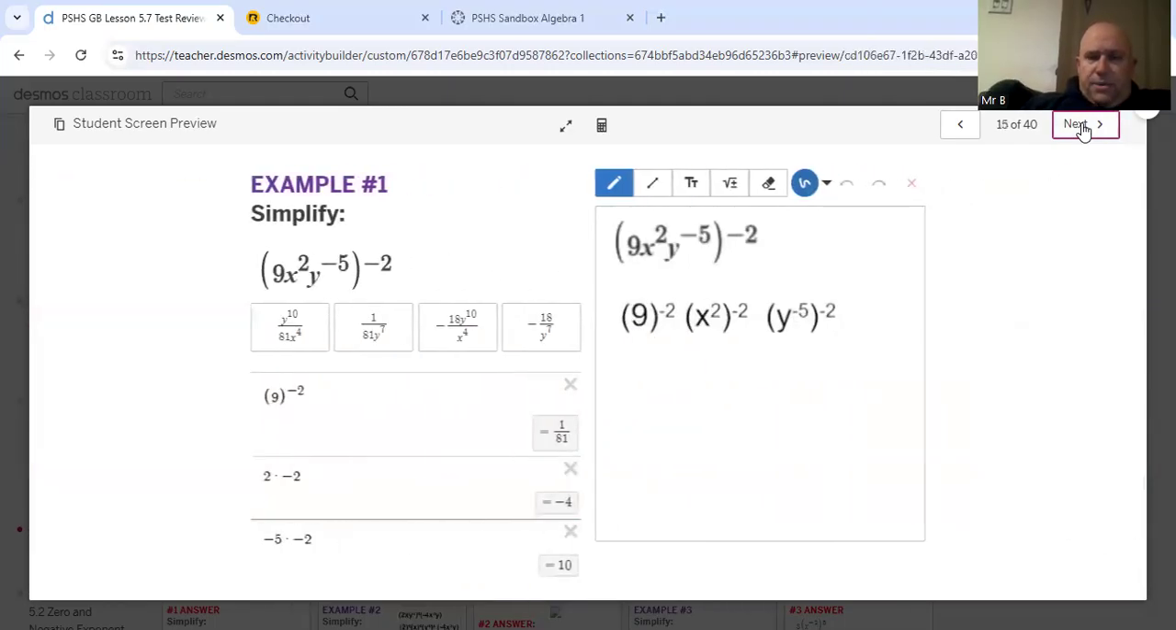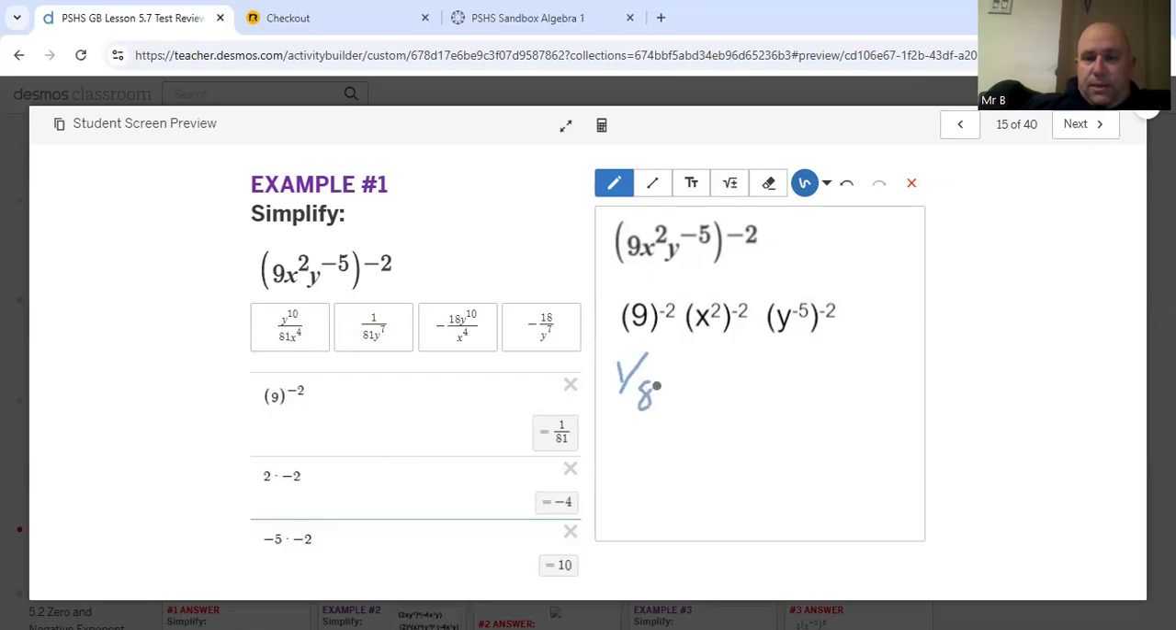So let's start off with our exponents review then, and let's have a look at the type of question we're going to get. So our first style of question is going to be that thing with an exponent on the outside, and remembering that we've got to do the distributive rule. We've got to do 9 to this power, x squared to this power, and y to the -5 to this power. So to speed things up, I've already written those parts out, and I've also used Desmos to help me as well. So 9 to the -2 is 1 over 81.